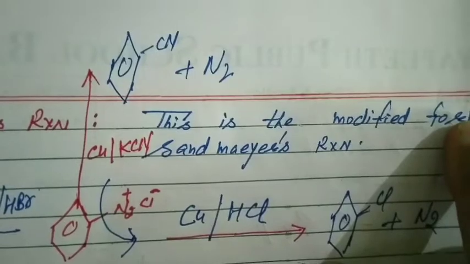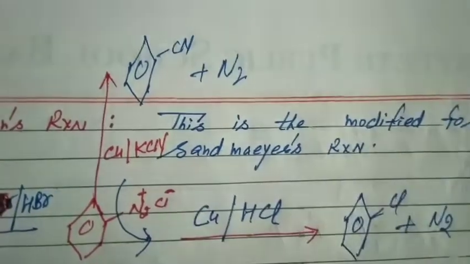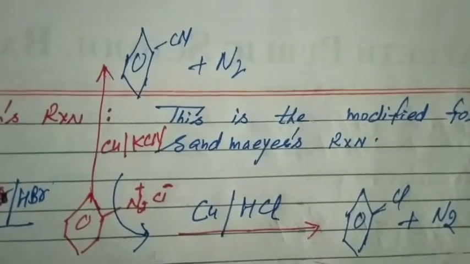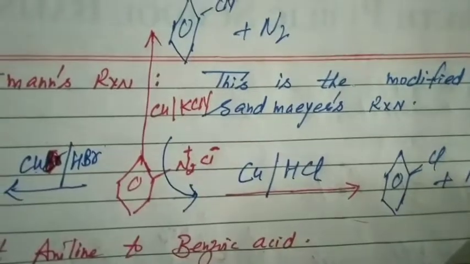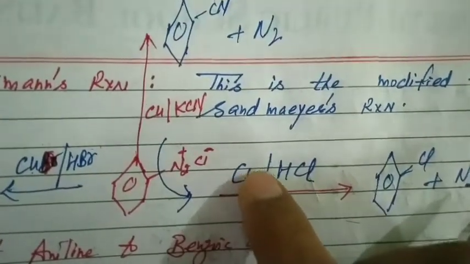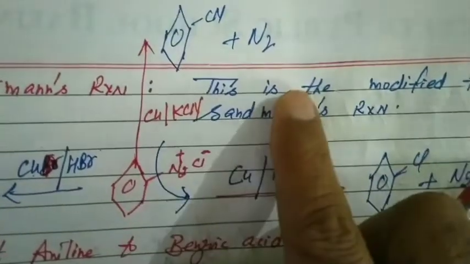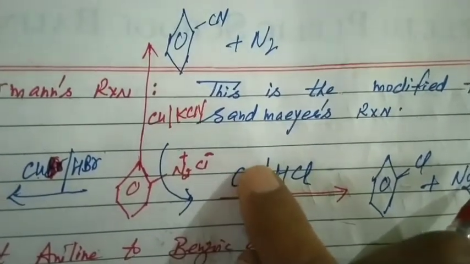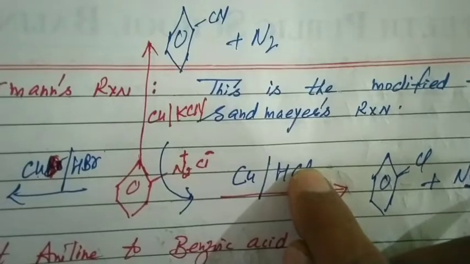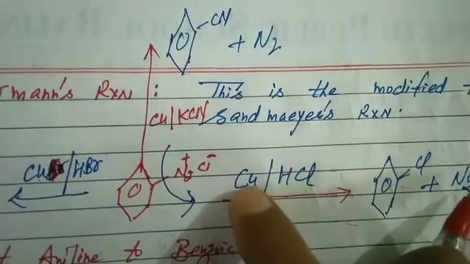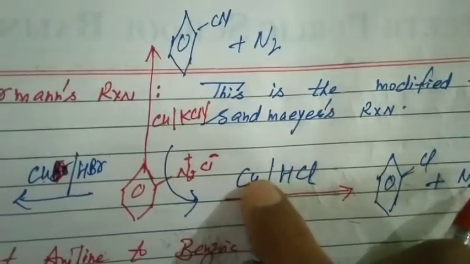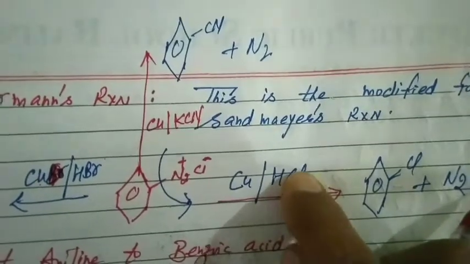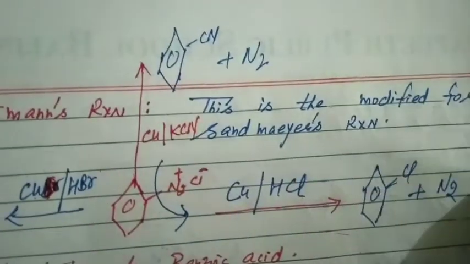Modified form means improved with a little correction. A little correction was made in it. What is the correction? In Sandmeyer's reaction we use cuprous halide, a cuprous salt, but in Gattermann's reaction we use copper powder. If it is CuCl in HCl, we call it Sandmeyer's reaction. Cuprous halide is replaced by copper powder, and it is now Gattermann's reaction. Same reaction, students. The anion part will replace the diazonium group, and we get chlorobenzene plus N2.